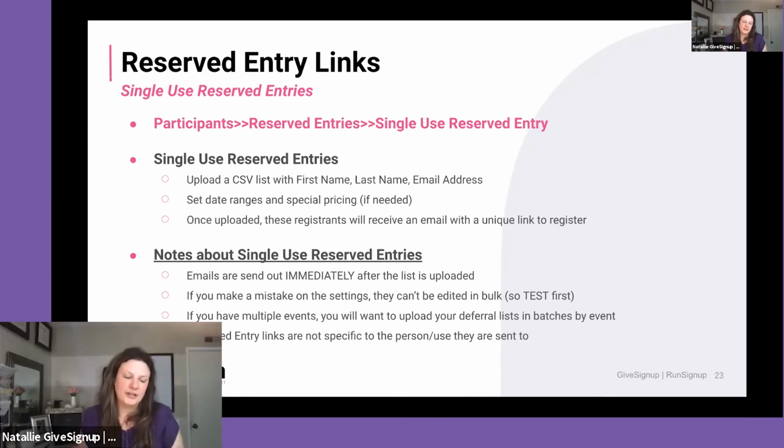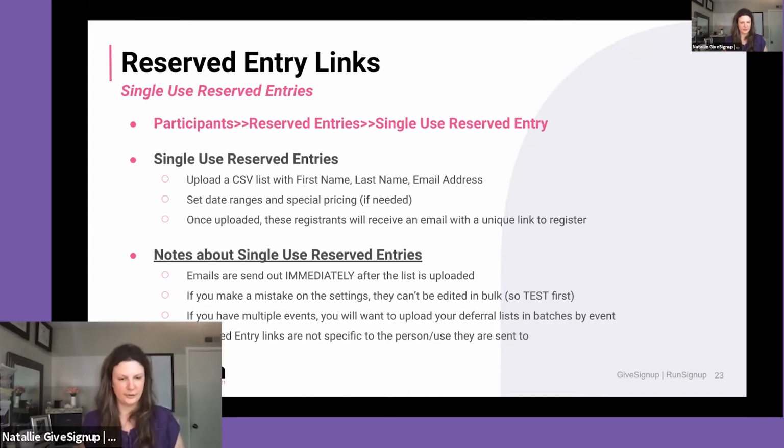The next option is single-use reserved entry links. You can take a list of your deferred registrations and import them into that single-use reserved entry tab. You would just need first name, last name, and email address. You can set cutoff dates and special pricing. And then once you upload that list, registrants will receive an email with their unique link to register.